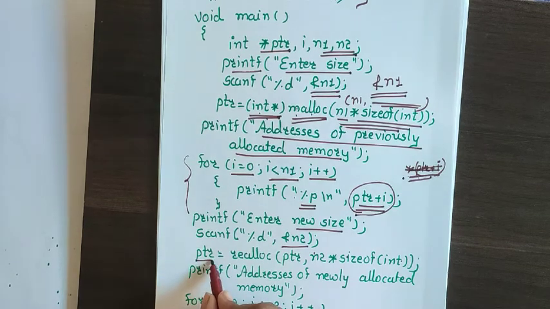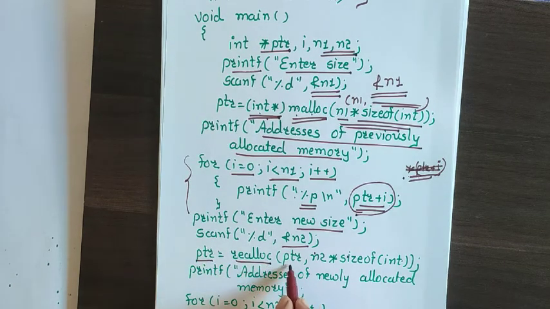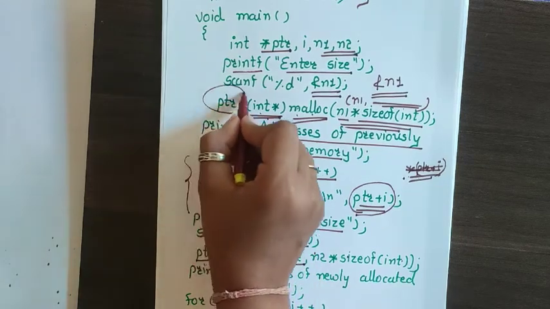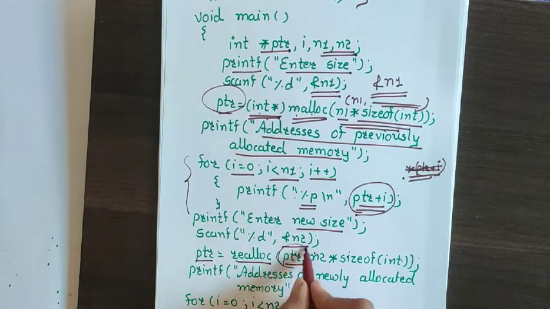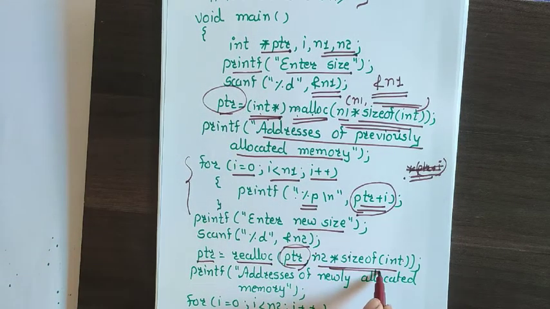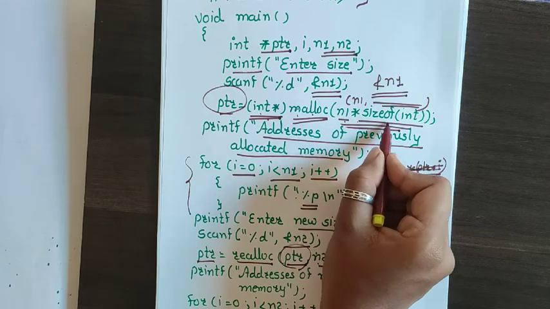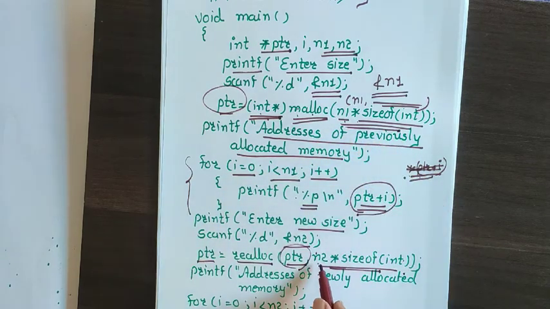So I am changing the size of this. For that I am using realloc. Again ptr, because here my pointer is ptr, so ptr and the newly allocated size. So the new size, that is n2 * sizeof(int). Previously it was n1 * sizeof(int). Here I am writing n2 * sizeof(int), that is my new size, right?